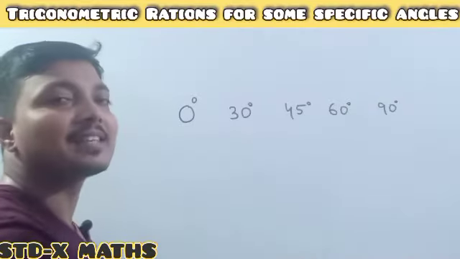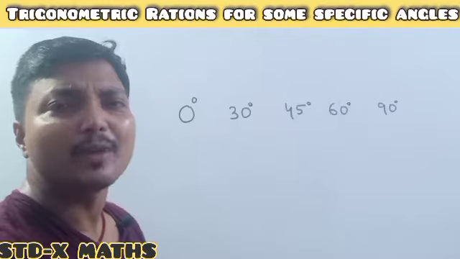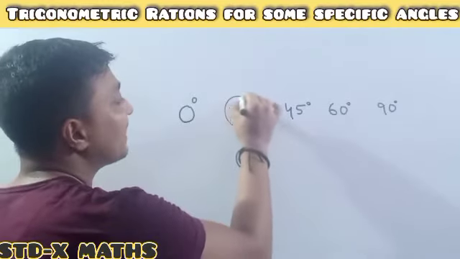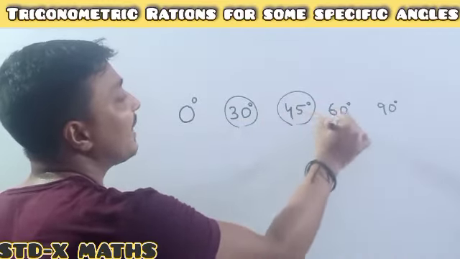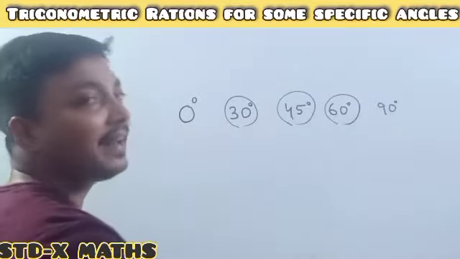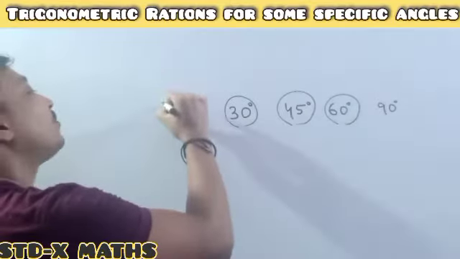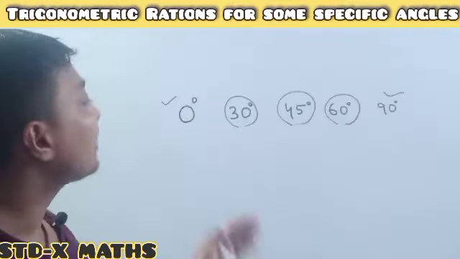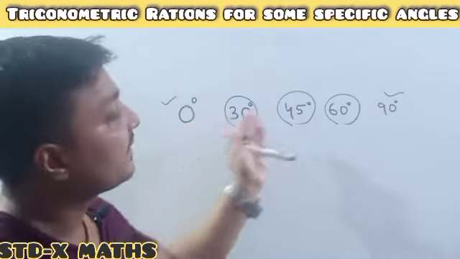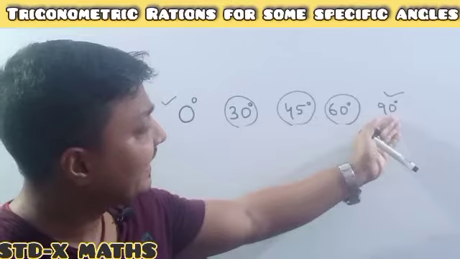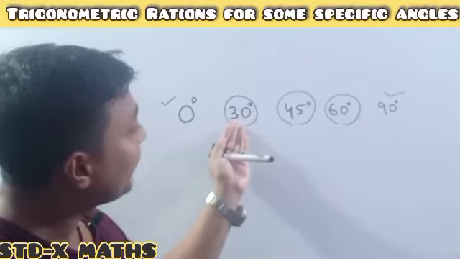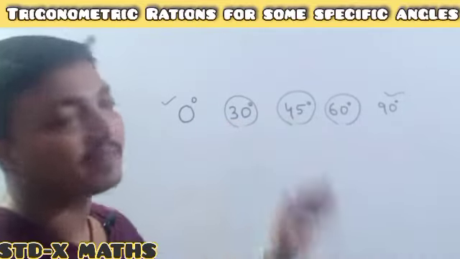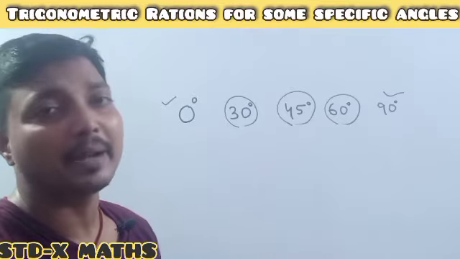So one will say, sir, all these are not acute angles. Actually this one is an acute angle, this one is an acute angle, and this one is also our acute angle. But these two additional ones we will also discuss. So first we have to find for 0. Thereafter we have to find for 90 degree. Thereafter we will try to find for 30, then 60, and finally our 45 degree.